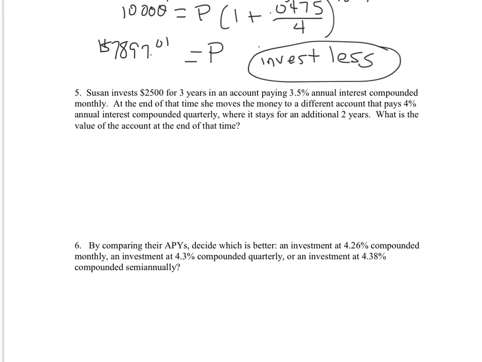All right, Susan is going to invest $2,500 for 3 years in an account that pays 3.5% annual interest compounded monthly.